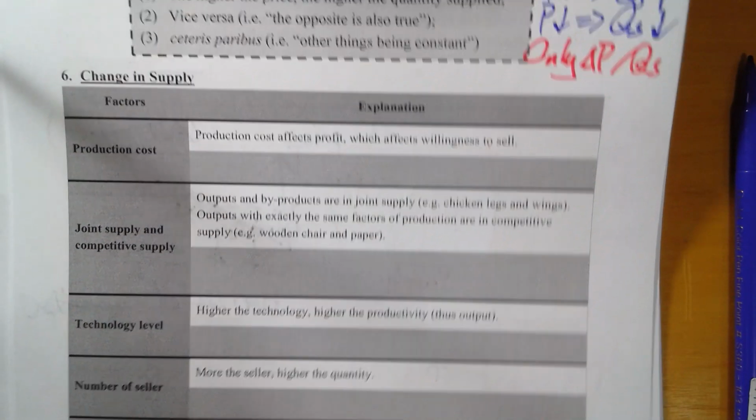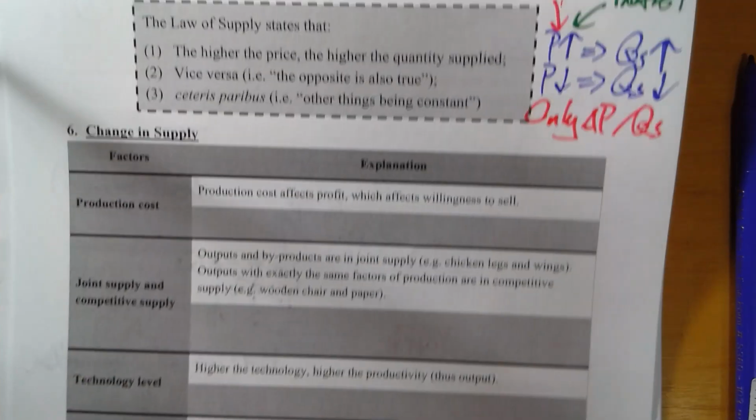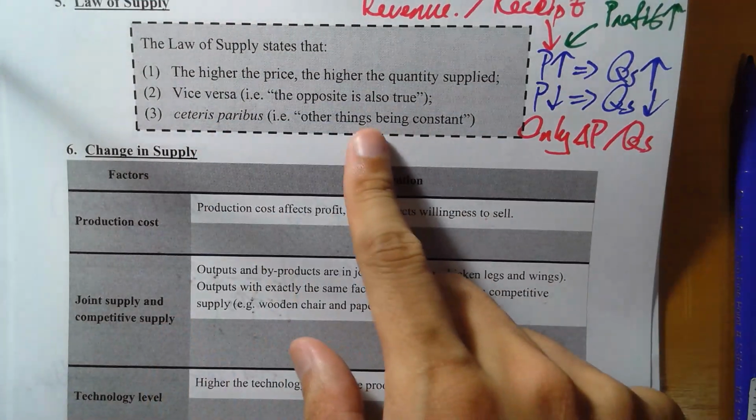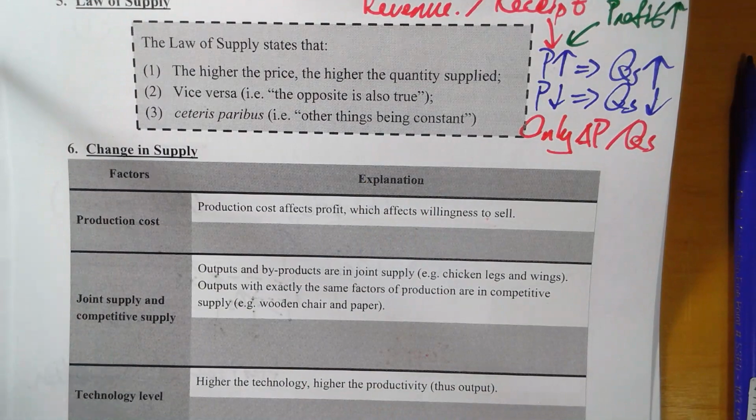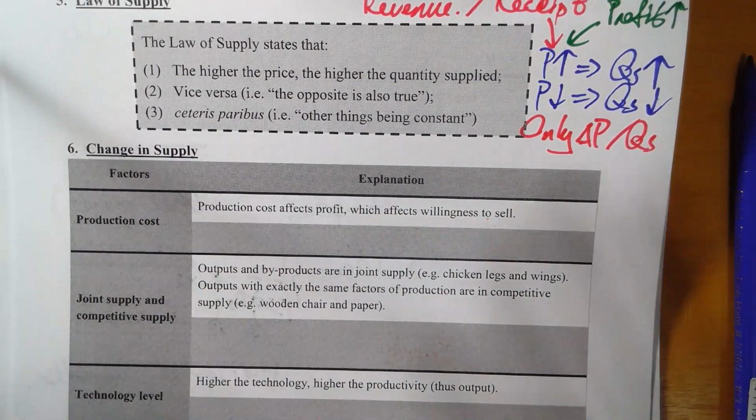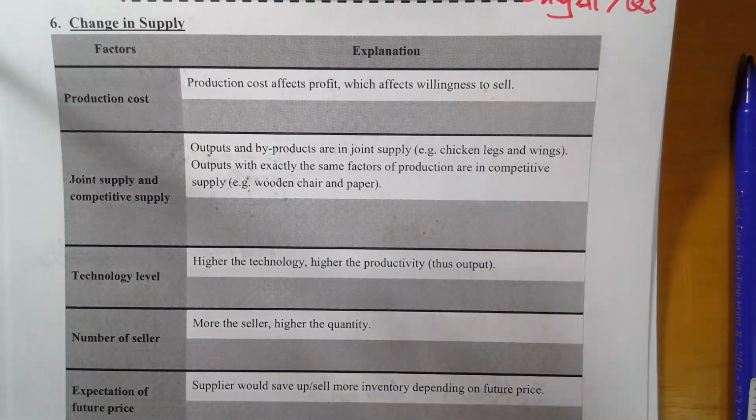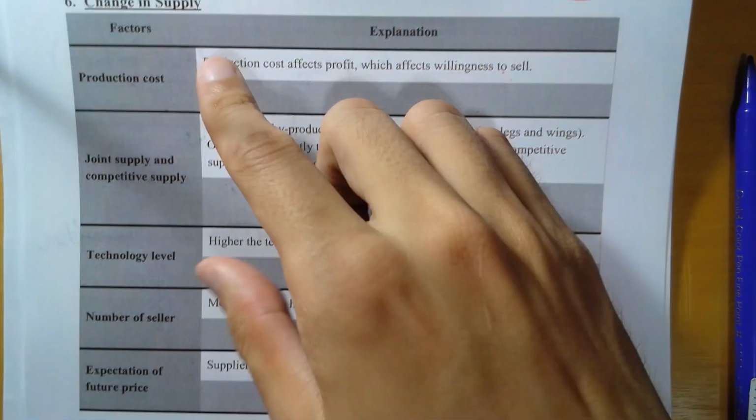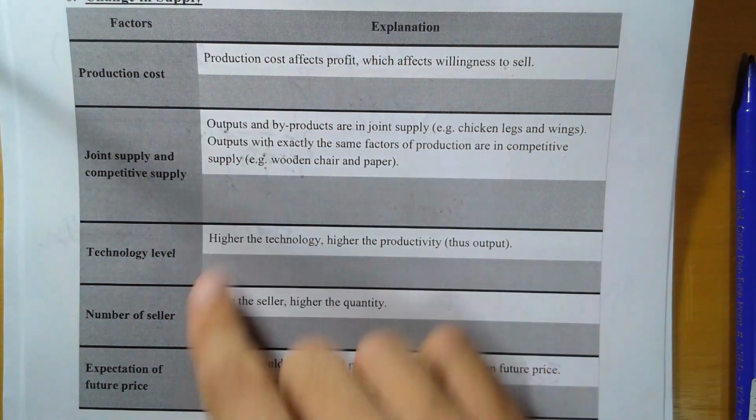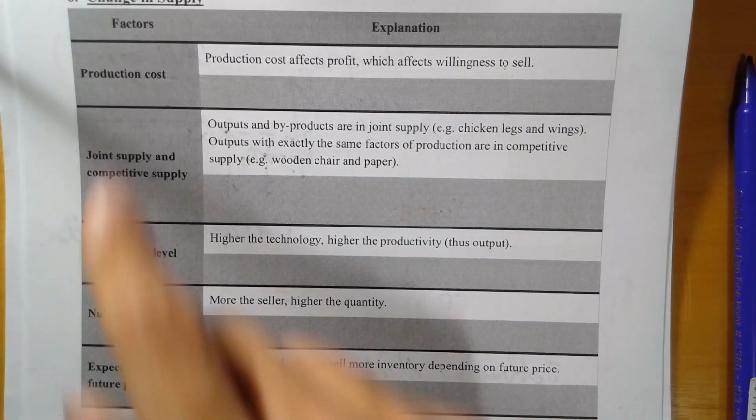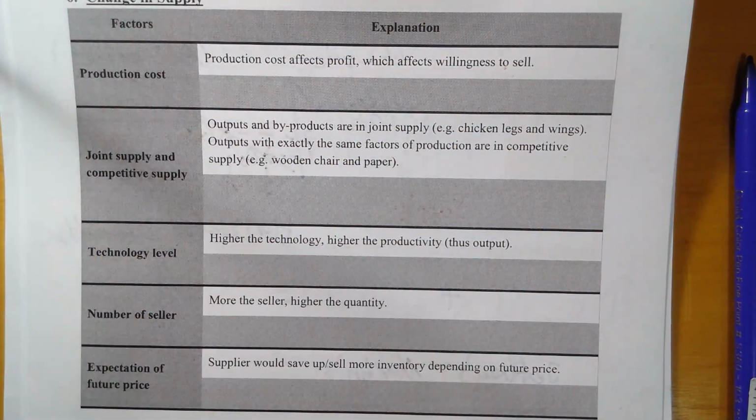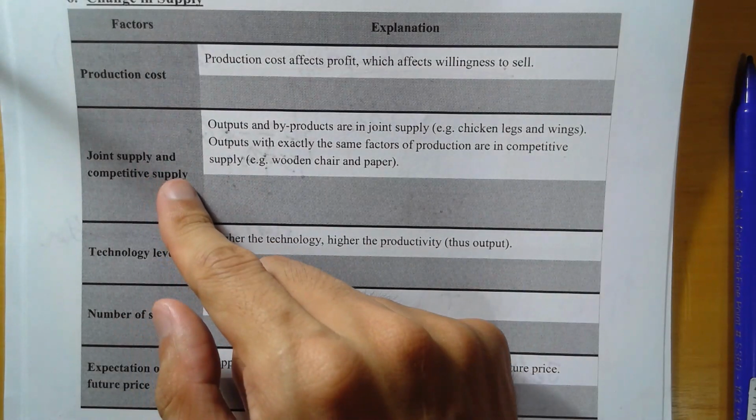Then you will be asking, we just mentioned other things being constant. What are the other things? In our syllabus, the other things, again, I've arranged them in descending order of importance. The first one is the most important in the exam. The second one is the second most important.